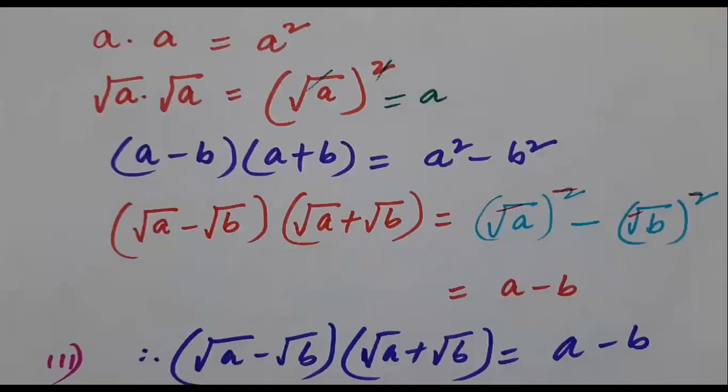Now, look here, attention please. Look here, children. We know that a into a square. So root a into root a square. Because a is there, a square. So root a into root a square. However, the square root cancels, you will get a.